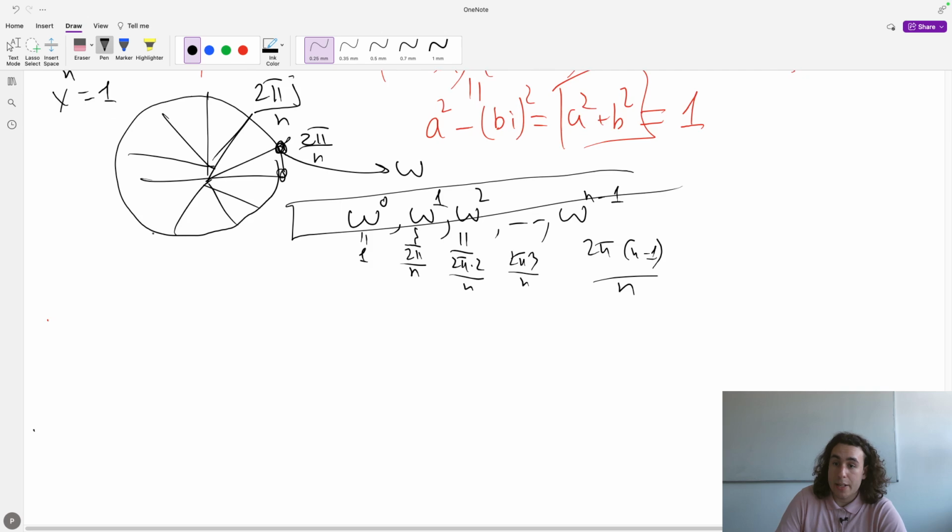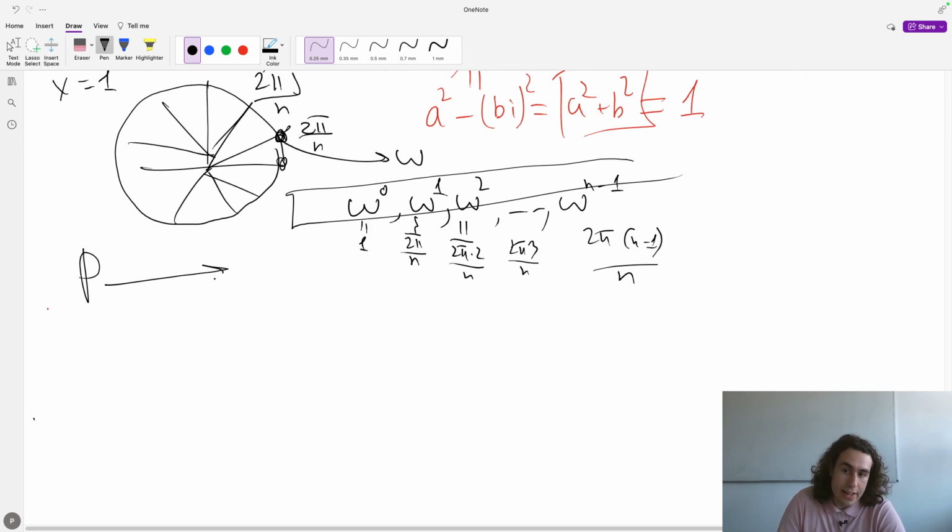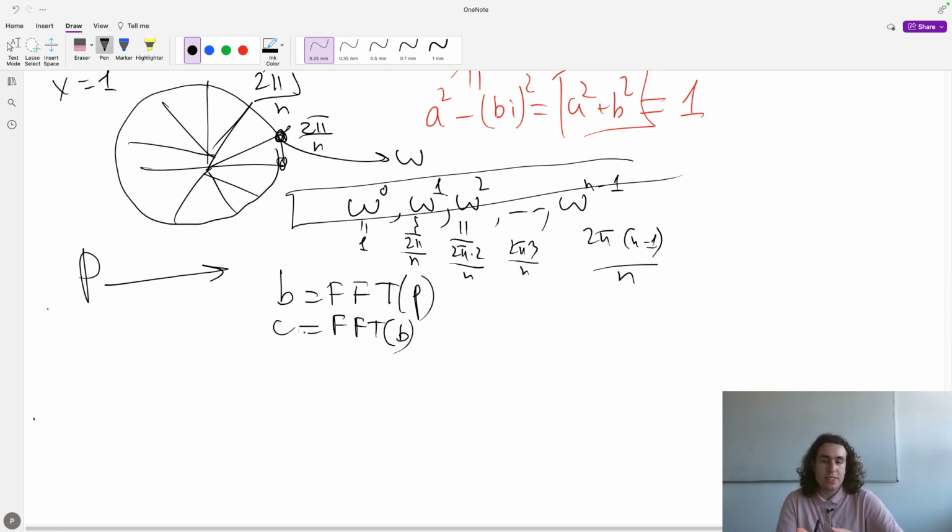So let's say that we had a polynomial p, and its f of t is a vector b. And now we're interested in what is f of t of b. And we want to prove that f of t of b is almost the same thing as p.